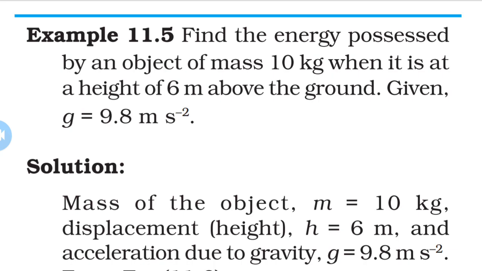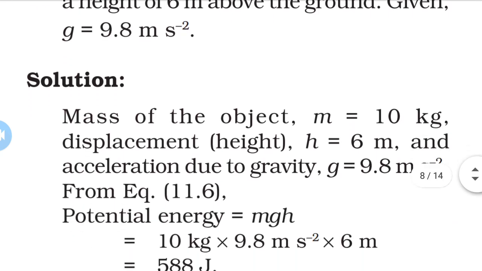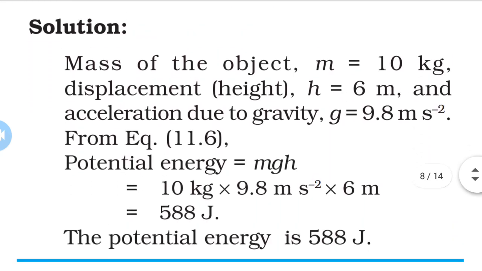Now as we know, the potential energy EP is equal to mgh. So m is equal to 10, g is equal to 9.8, and h is given as 6. So 10 multiplied by 9.8 multiplied by 6, we obtain the answer 588 joule, because the SI unit of energy is joule.